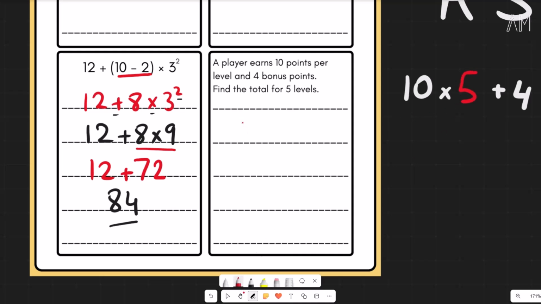So let's write it down. 10 times 5 levels plus 4. I have to do the multiplication first, which is 50 plus 4. And after this, I have addition. So how many points will we have? I will have 54 points. And as you can see, we practiced one example from each case.